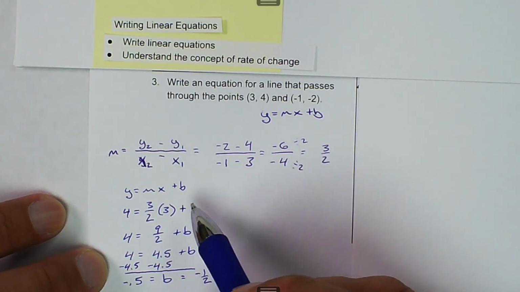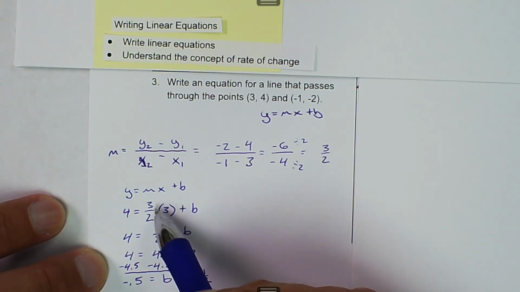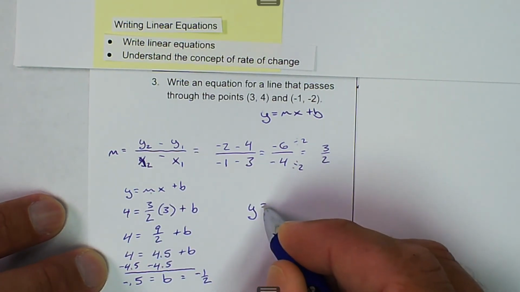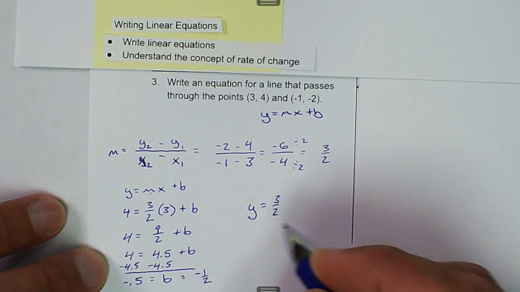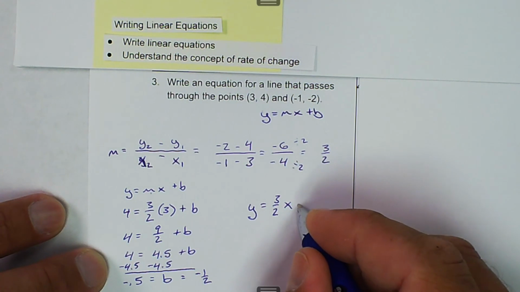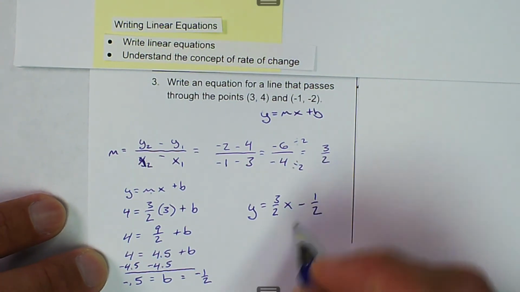So we write our equation. We already had the 3/2 in for m. So y is equal to 3 over 2. Then we have our x coordinate, and then our b value substituted in, and we get -1/2.